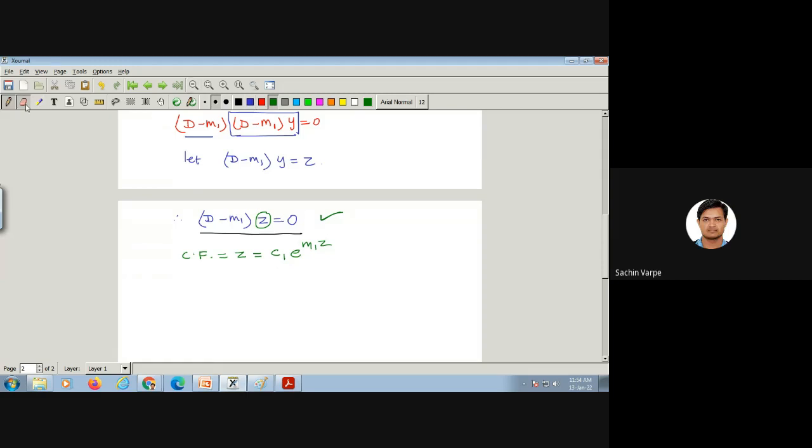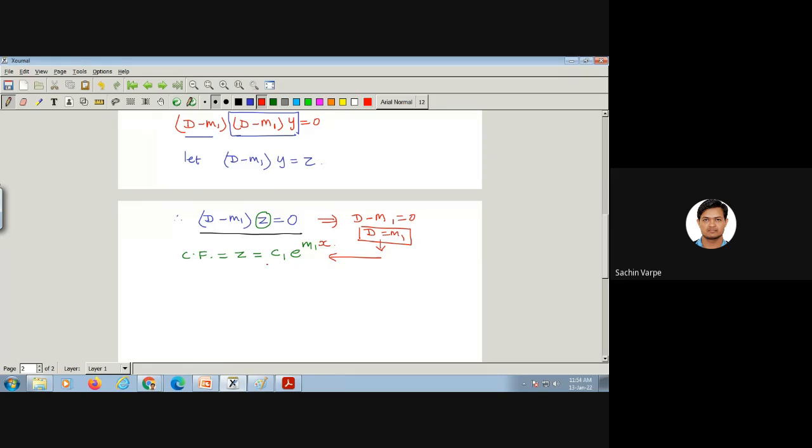इसका auxiliary equation कौन होगा? इसका auxiliary equation होगा D minus m1 equal to 0. So its root is D equal to m1. So based on this root, we can have its solution, that is c1 e to the power m1 z. Sorry, not z, that is x. c1 e to the power m1 x. Clear to everyone? Where x is the independent variable.